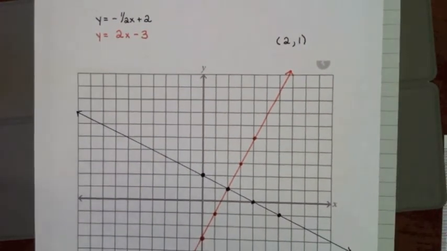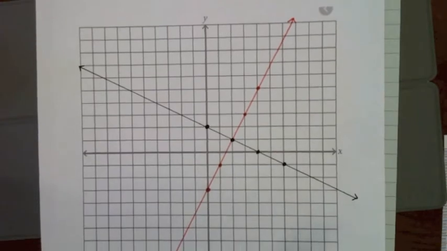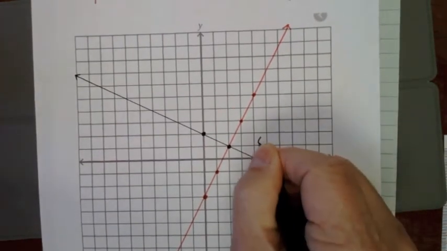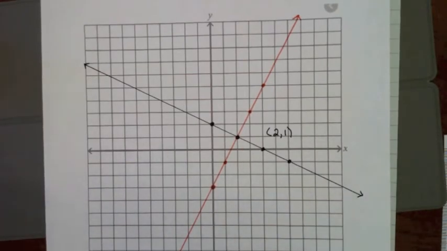Now what does this mean? This is the only point. Notice I've got a bunch of other points on the red line and a bunch of other points on the black line. This right here, 2, 1, is the only point they have in common.